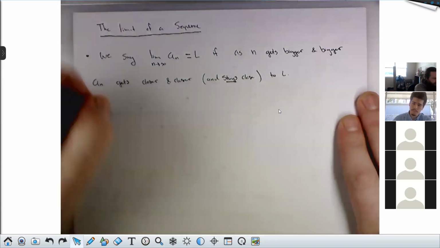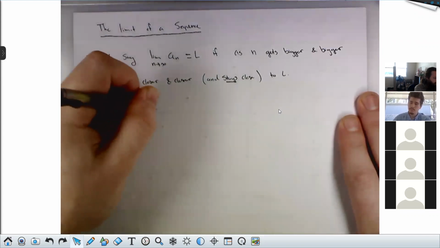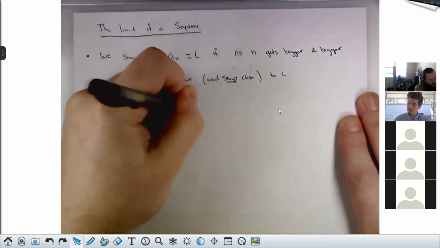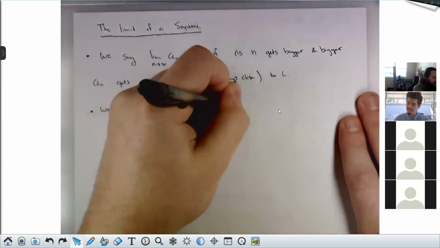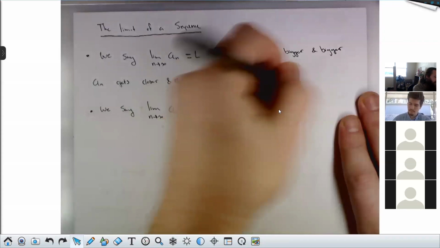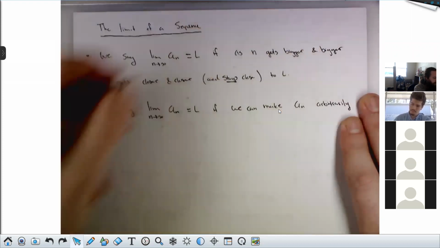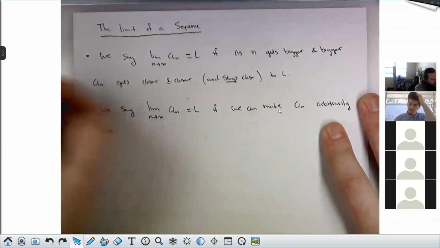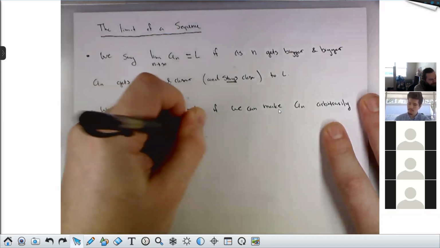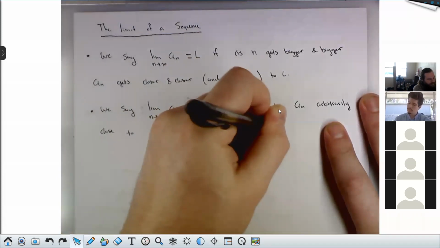Slightly less intuitive, but slightly more rigorous. We say that the limit as n goes to infinity of the sequence a_n is equal to L if we can make a_n arbitrarily close to L by taking n to be sufficiently large.